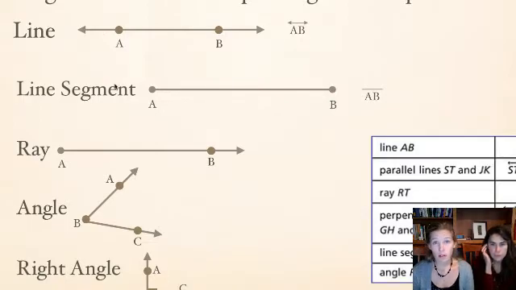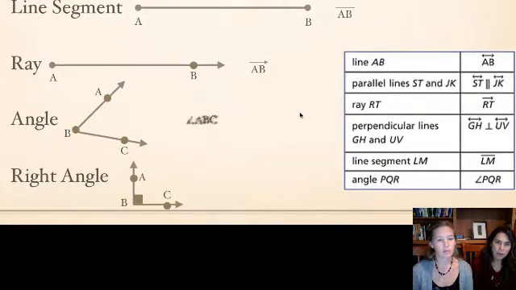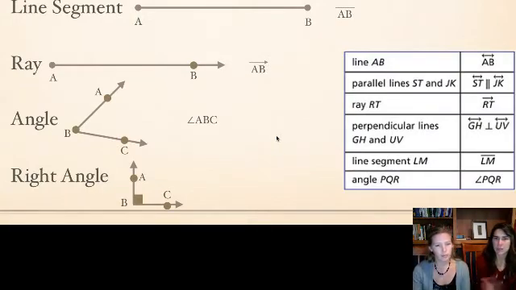And with a ray, you can probably guess what's going to go on top of that. You've got the AB again, because you've got the two points on it. So you're going to have one end with no arrow, because it stops there. It's a point. And then it goes on forever in the other direction. So I would read this as ray AB. Now with an angle, you're going to have something before the letters this time instead of on top.